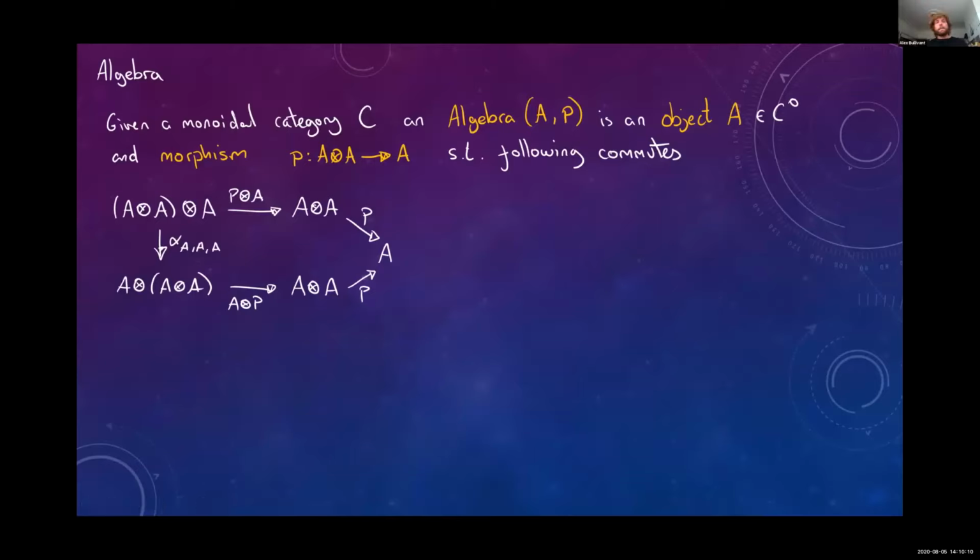Okay, so an algebra can be defined quite generally. So given a monoidal category C, an algebra is a pair consisting of an object A and a morphism from A tensor A into A itself. And this satisfies some condition, which you can roughly think of as associativity, what it means to be associative inside a monoidal category C.